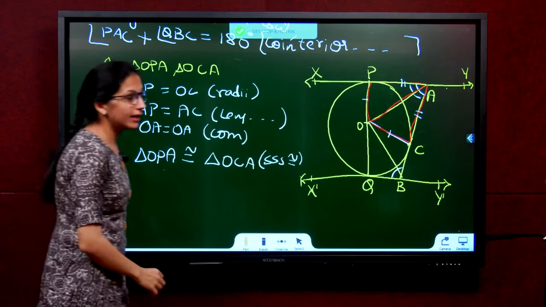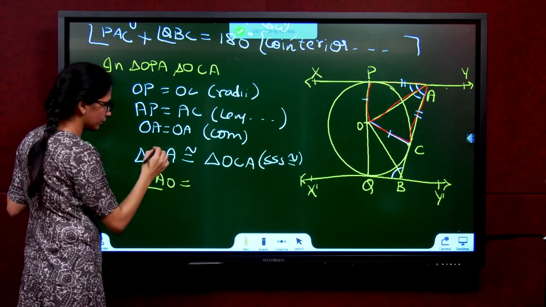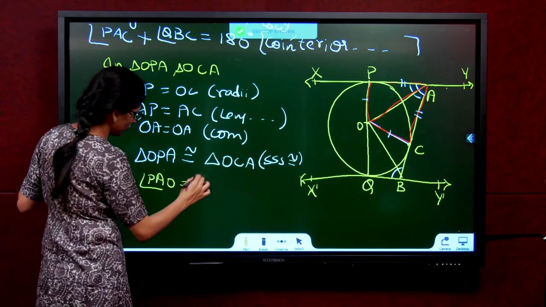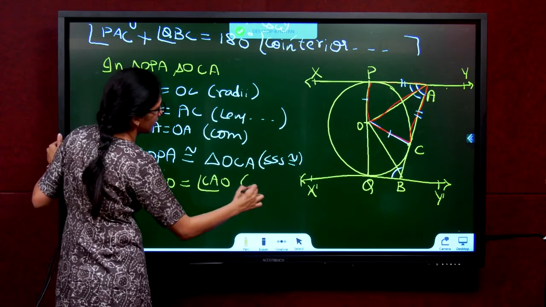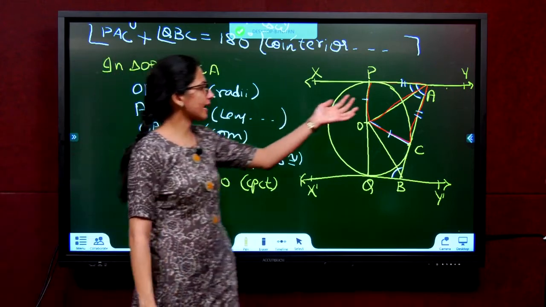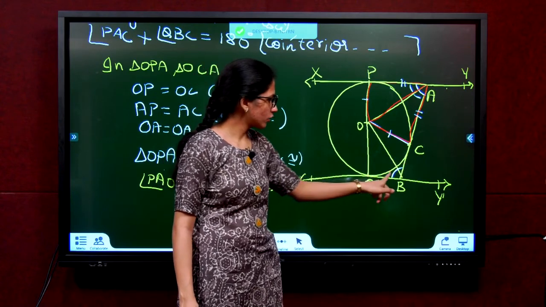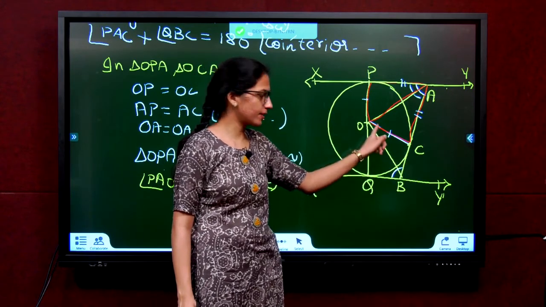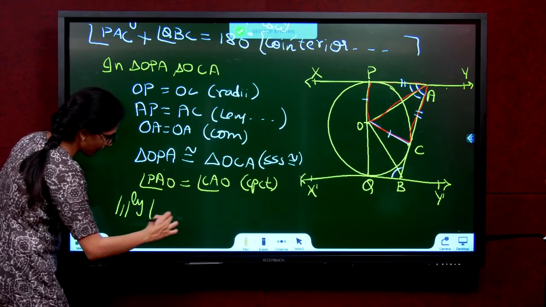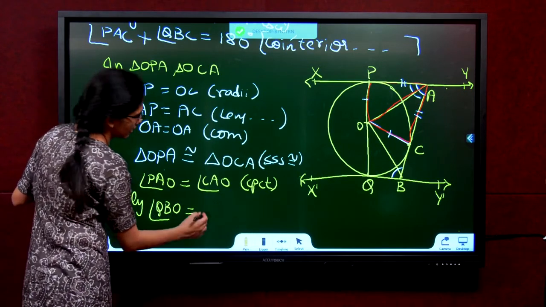Okay. Angle PAO is equal to, see, PAO. So here it will be CAO. Is it CAO? Yes. That means your naming is correct. By CPCT. Agreed? Exactly what we did here. Similarly, this side you can do. And I can say QBO is equal to CBO. Yes. So write down. Similarly, angle QBO is equal to angle CBO.